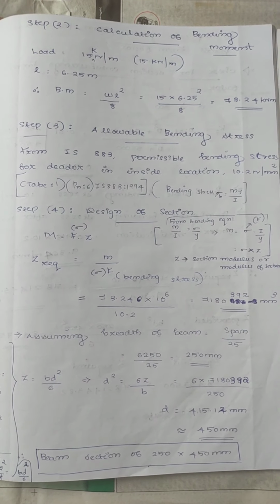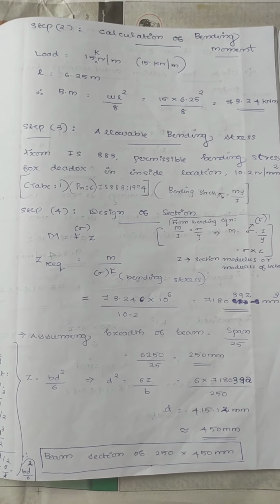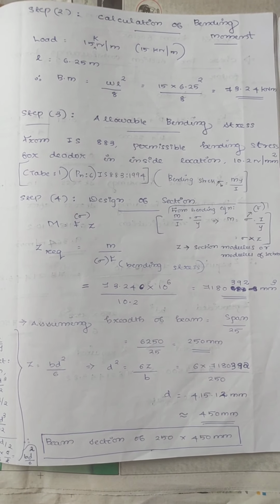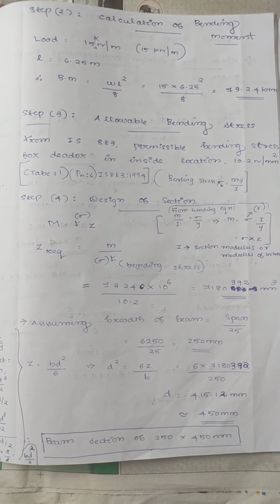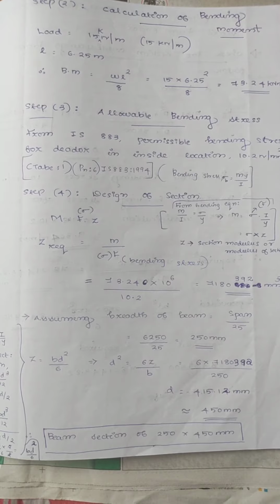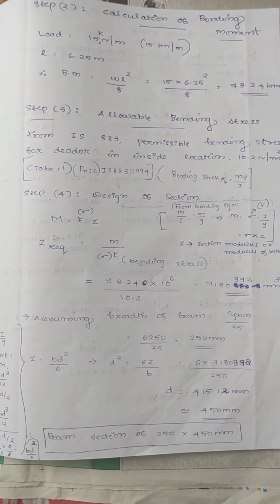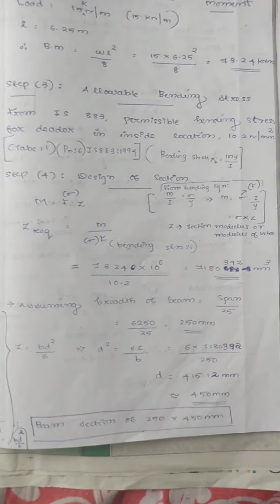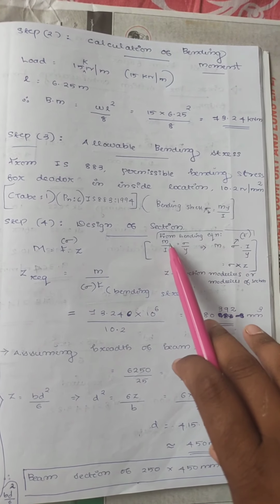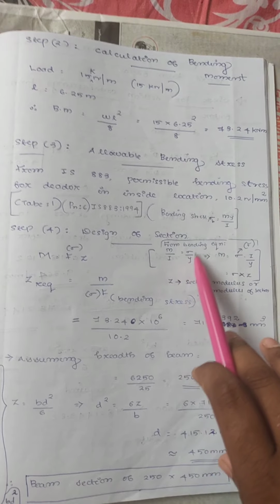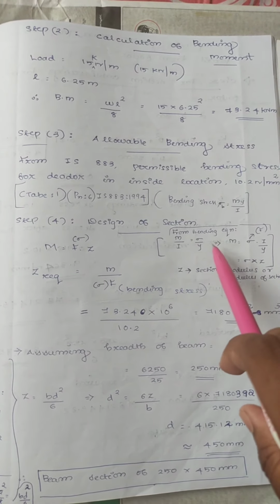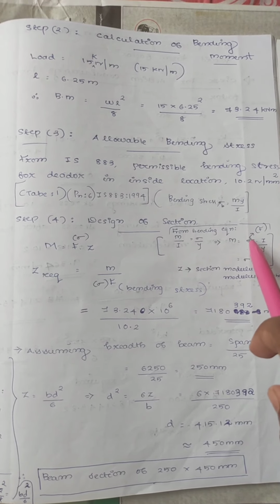In this step we are fixing the width and depth of the beam. So here first we have to write the bending equation. That is, bending equation is M by I is equal to sigma by y or F by y. So we will get M is equal to sigma into I by y. This is the bending equation, that is M by I is equal to sigma by y, and we can write M is equal to sigma into I by y, sigma or F.